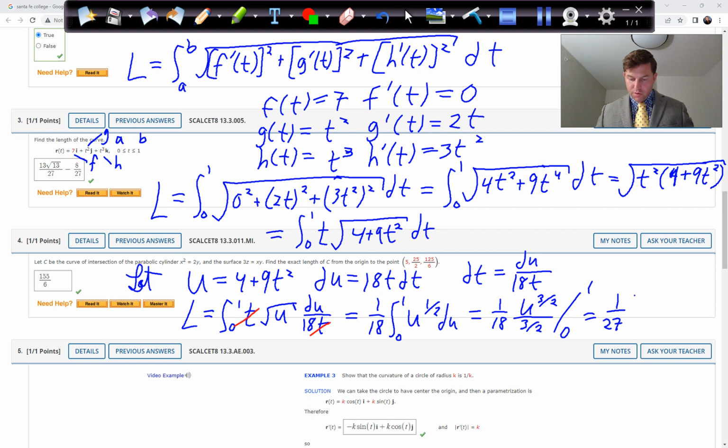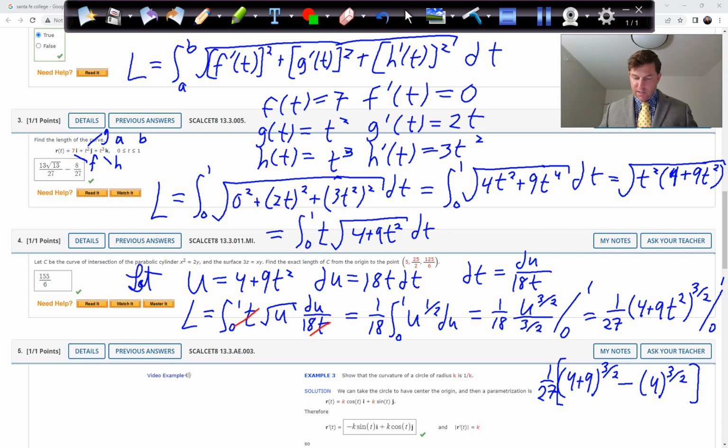And we're going to replace u with what it was, 4 plus 9t squared, all raised to the 3/2 from 0 to 1. When you plug 1 into this, we're going to get 1 over 27, 4 plus 9 raised to the 3/2, minus, plug in 0, we're going to get just 4 raised to the 3/2.